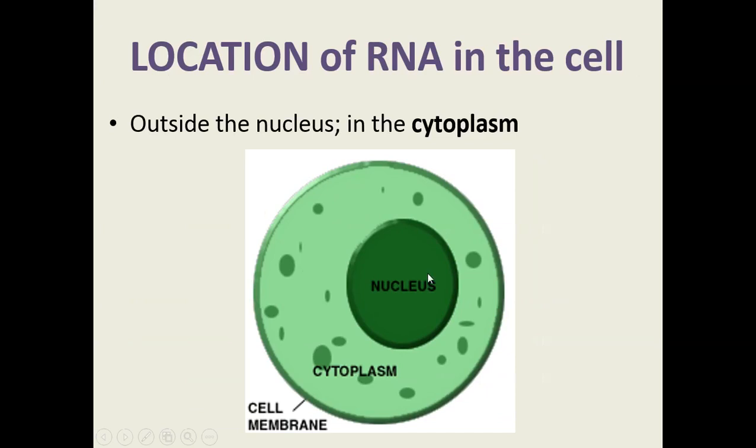Okay, so DNA was located in the nucleus, but the RNA can leave the nucleus. So we find it outside the nucleus in the cytoplasm of the cell. It can also be attached to those ribosomes, but basically we can just say DNA is in the nucleus, RNA is out in the cytoplasm, like the jelly-like substance of the cell.